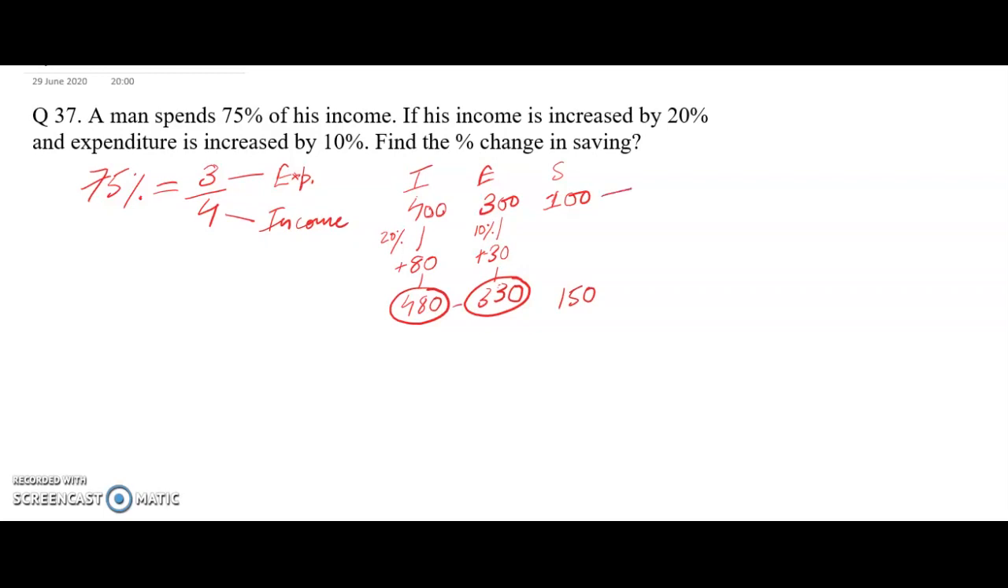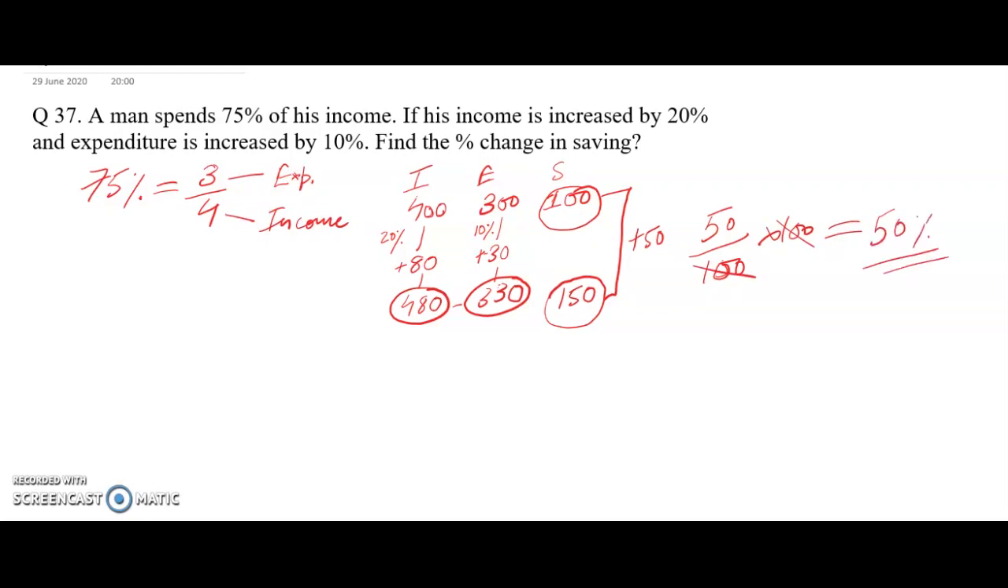So our saving has increased by 50. Earlier the saving was 100, now the saving is 150. So our saving has increased by 50%. So the percentage change in saving will be 50 upon 100 into 100. This is 50%. So 50% is our answer.